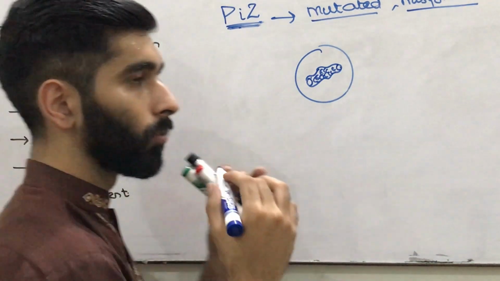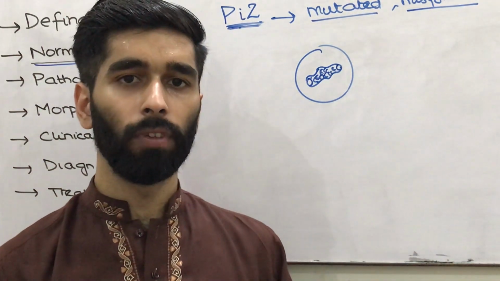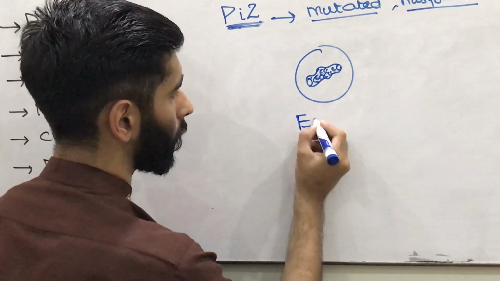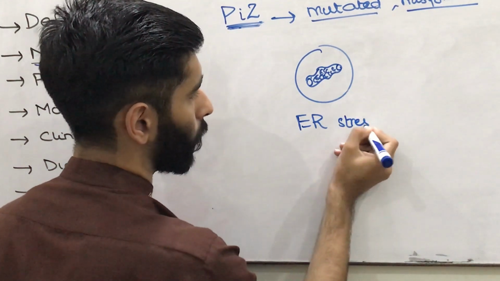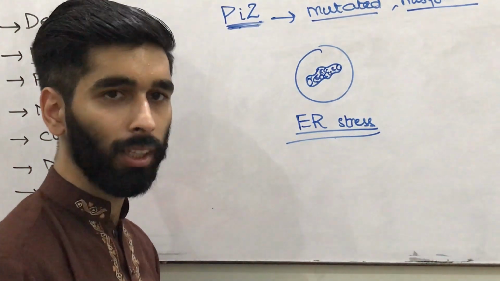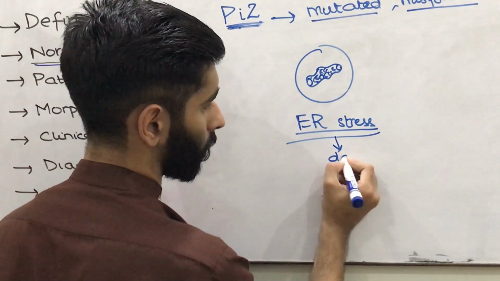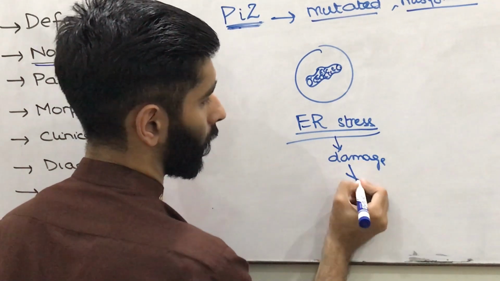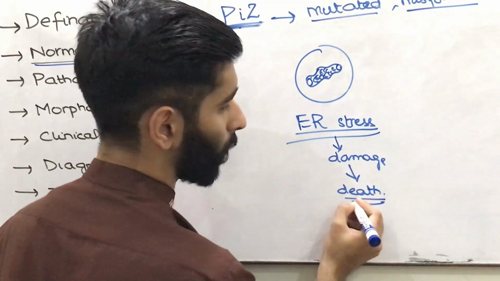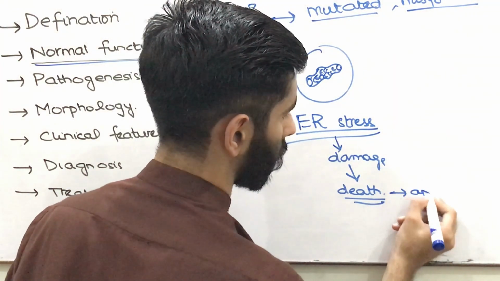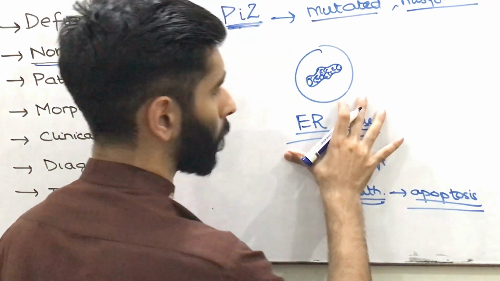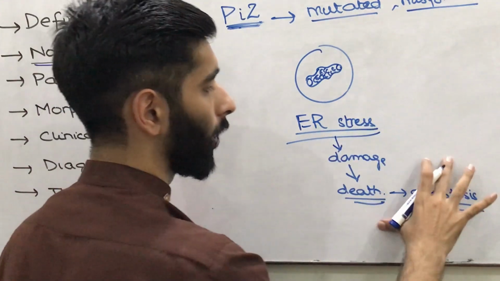Okay, the misfolded protein begins to aggregate within the endoplasmic reticulum, leading to endoplasmic reticulum stress. And we know that endoplasmic reticulum stress causes damage to the cell and leads to the death of the cell. The mechanism involved in this case is apoptosis. How endoplasmic stress leads to apoptosis will be discussed in some other lecture.